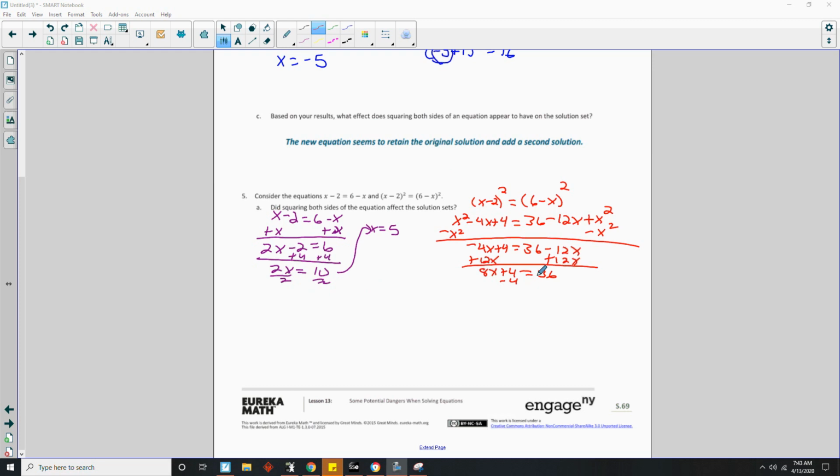Okay, got that next problem out of the way. So minus 4 and minus 4, and we're going to get 8x equals 36 minus 4 is 32. Divide by 8, divide by 8. x equals 4.